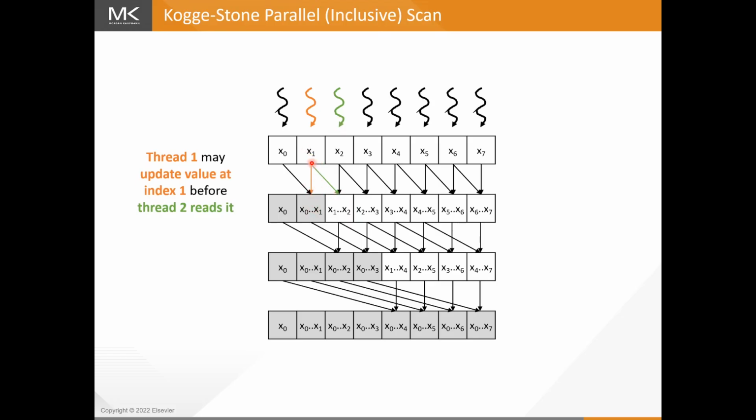Now, to solve this problem, we need to make sure that thread 2 reads x1 before thread 1 can overwrite x1. Is this clear? We need to make sure that thread 2 finishes reading x1 before thread 1 writes x1. And the way to do that is by letting thread 2 read x1 and then doing a sync threads and then letting everybody write their values. Is this clear? We let thread 2 read x1, we sync threads, and then we let everybody write their values. Okay? So let's see how to do that in the code.